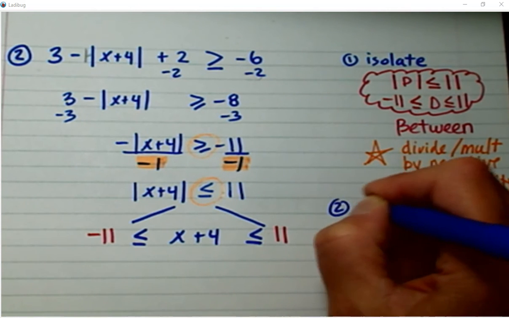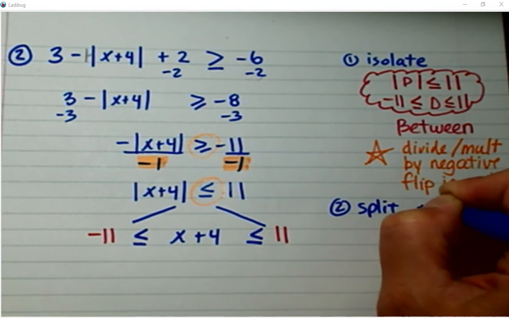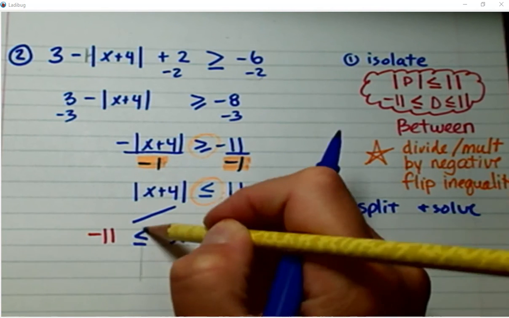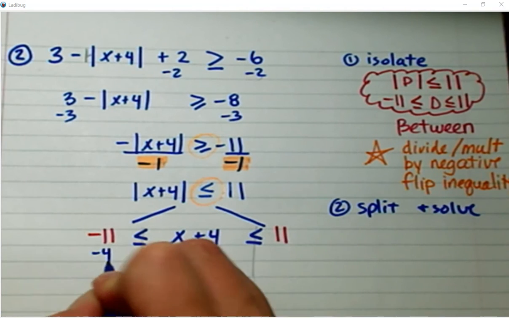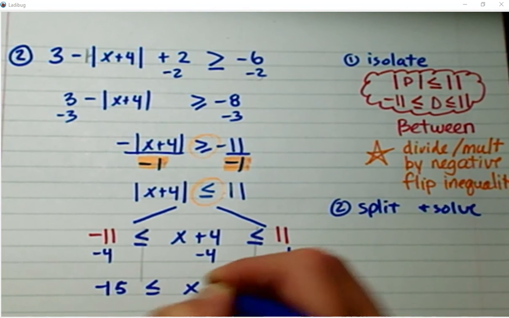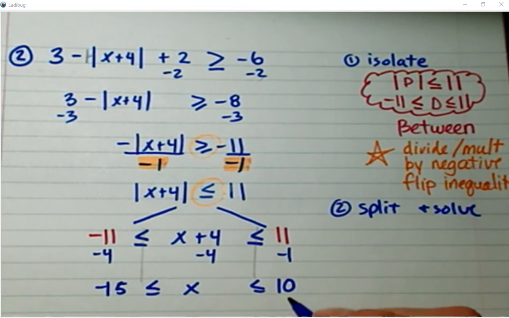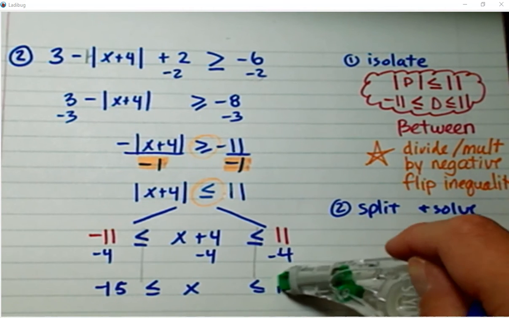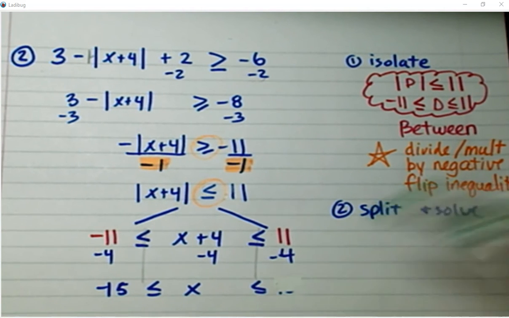All right, so I have split and solve. Lori, what do I do next? Next, you subtract 4 from all 3 sides. Yep. Fantastic. So we get negative 15. Oh, wait. I probably can't. Wait, do minus 4. You did minus 1. Happens. Try that one more time. 7. Okay.